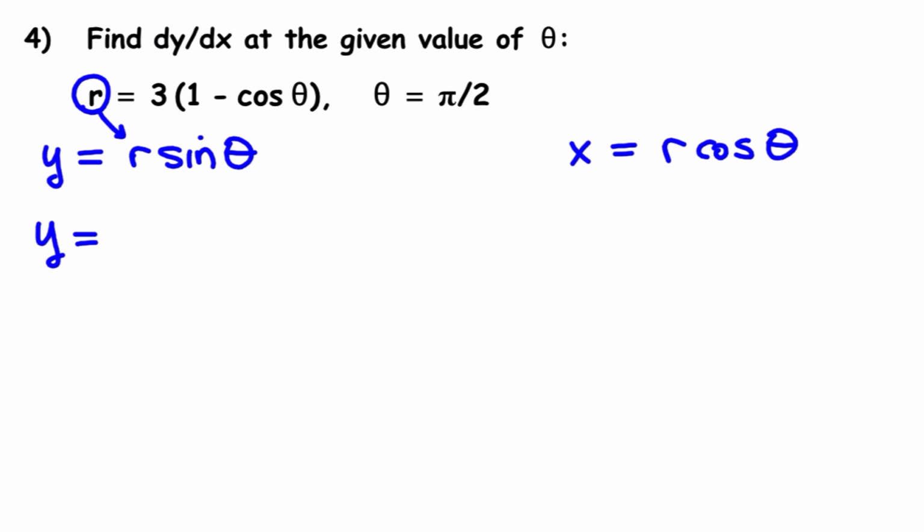So I'm going to try to kind of jimmy this a little bit. I'm going to take this, put it here. I'm going to say 3 sine theta, and then the parentheses next.